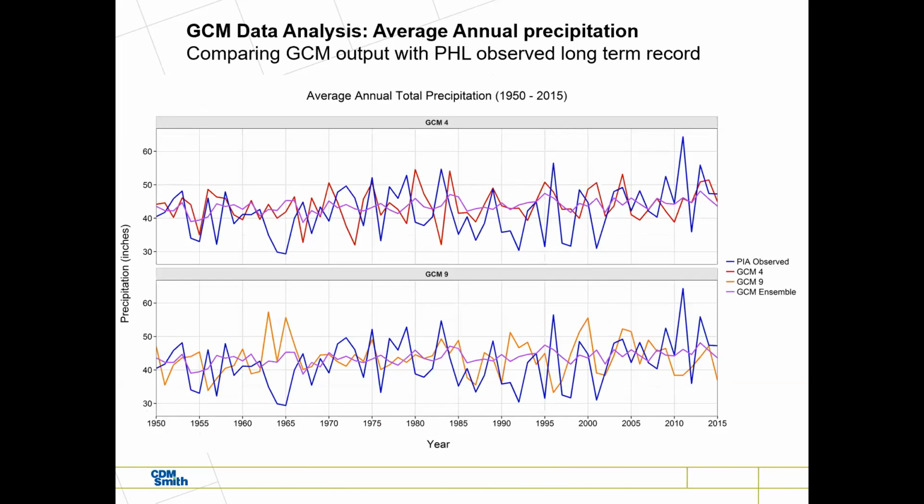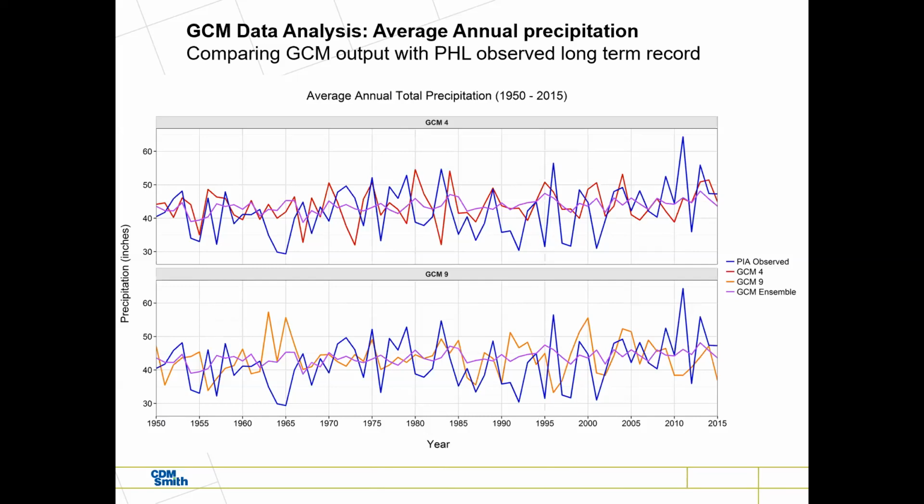You're looking now at a screen that shows the average annual precipitation over a period 1950 to 2015. The blue line in both the upper and the lower graph is the actual average annual precipitation totals for each year between 1950 and 2015 that we measured at the Philadelphia airport. You can see they're quite variable. They range anywhere from about 29 inches for one year back in 1965 to a very high year of over 60 inches, I think in 2011.